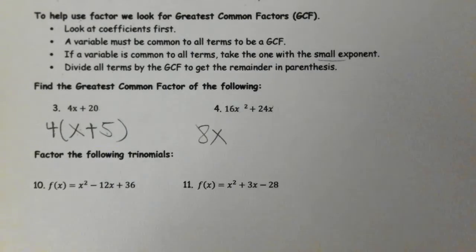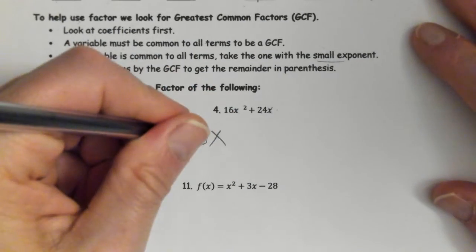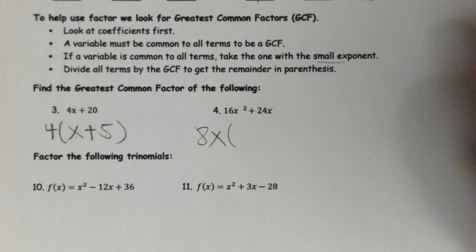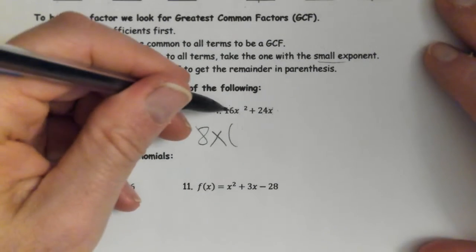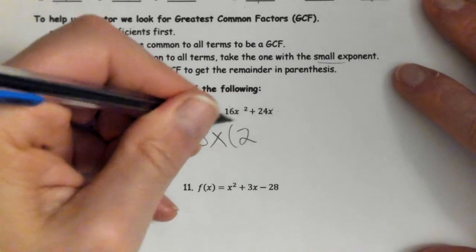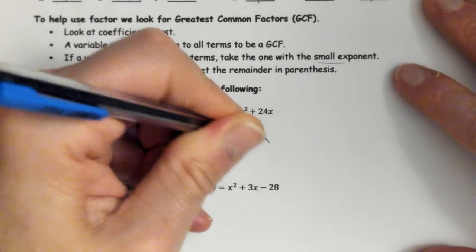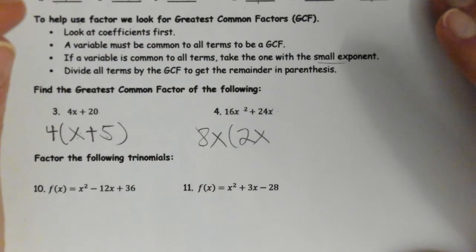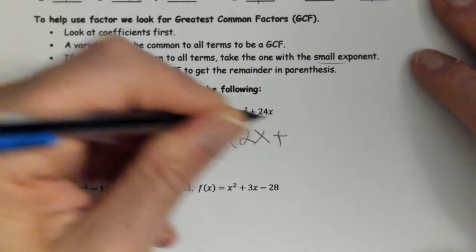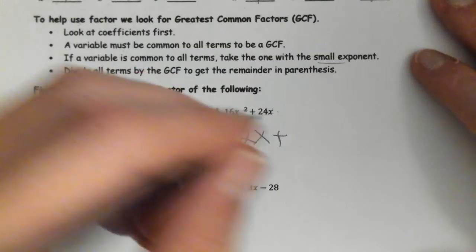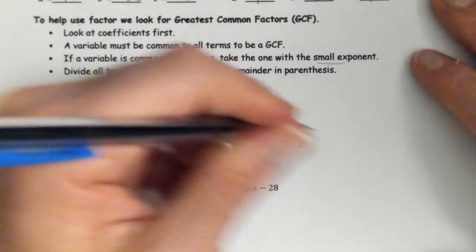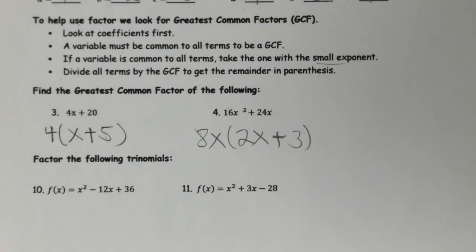So now that we know what our greatest common factor is, 8x, I can open a set of parentheses, divide this out, and write in what is left. So 16 divided by 8 is going to be 2. And x squared divided by x is going to be x. One of the x's cancels out. One remains. Positive divided by a positive is a positive. 24 divided by 8, that is going to leave me with 3. And then, of course, my x will cancel. And so there's my answer right there.